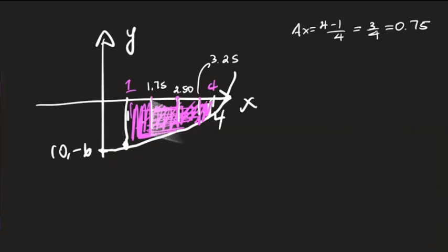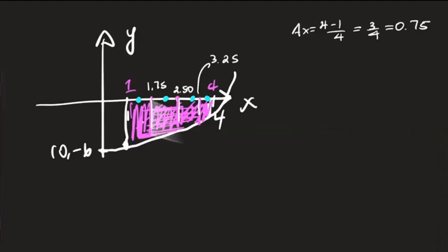So let's go ahead and find the midpoint. I'll color those in these little seafoam dots. Halfway between 1 and 1.75, then halfway between 1.75 and 2.5, halfway between 2.5 and 3.25, and then halfway between 3.25 and 4. So that'll give us our 4 midpoints.